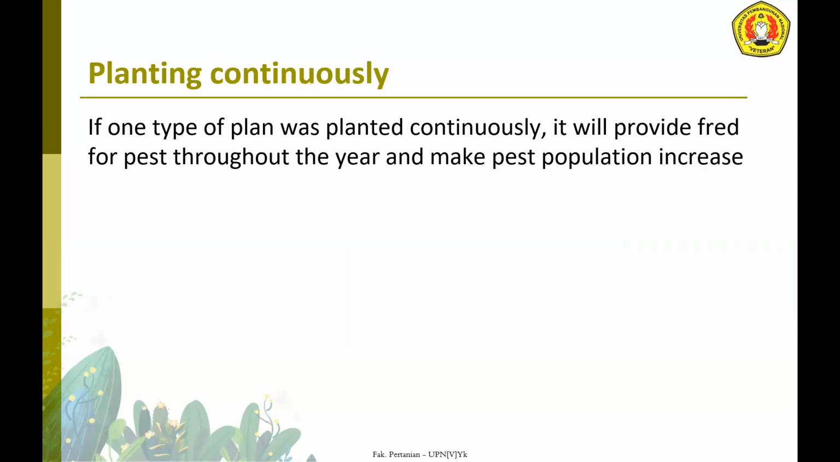Planting continuously. If one type of plant was planted continuously, it will provide fruit for pests throughout the year and make pest population increase. Menanam tanaman yang sama terus-menerus itu artinya menyediakan food for pests continuously. Apabila jumlah makanannya ada terus-menerus, maka populasinya akan meningkat terus-menerus.